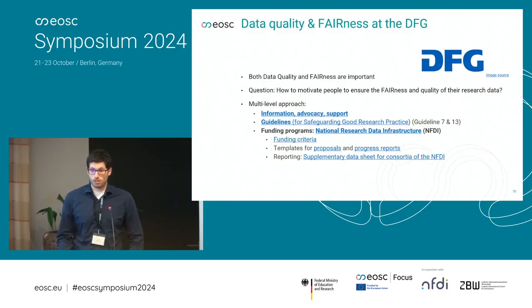We also included research data management in the guidelines for good scientific practice, which means good science includes sustainable research data management. And of course, there are funding programs where data quality and fairness are very important, in particular the National Research Data Infrastructure, where both are included in the funding criteria, in the templates for proposal and progress reports, and in the reporting element, the newly introduced supplementary data sheets for the consortia.